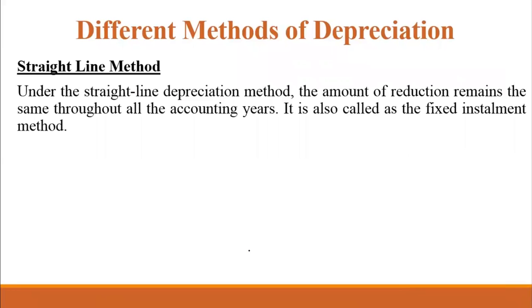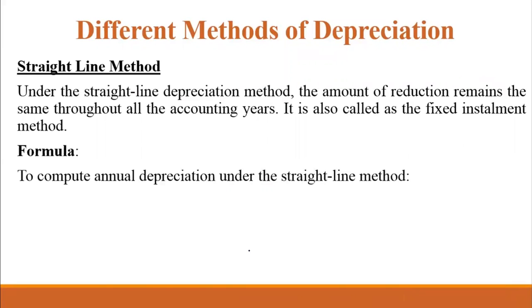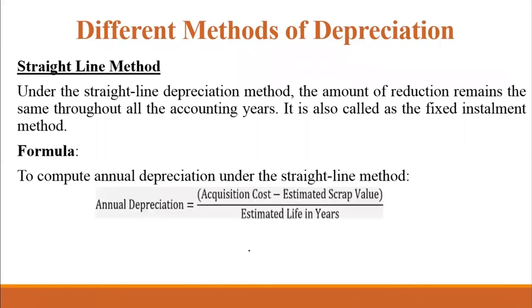So how are we going to compute for the straight line method? We have the formula to compute the annual depreciation under the straight line method. Annual depreciation is equal to the difference between the acquisition cost and estimated scrap value over the estimated life in years.